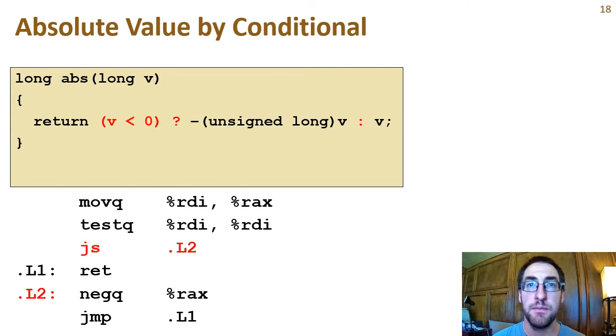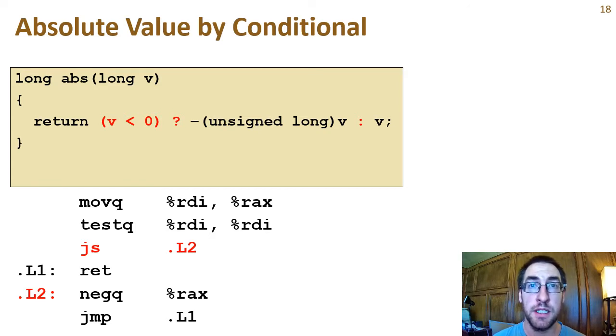Now that we tested v, we need to check the specific condition of interest. Looking at the C code, we see it as a ternary operator. If you're not familiar with this operator, it encodes an if-else condition in one line. The if block follows the question mark, and the else block follows the colon. So if v is less than 0, the statement should result in the negative unsigned long of v, and if v is greater than or equal to 0, the statement should result in v.